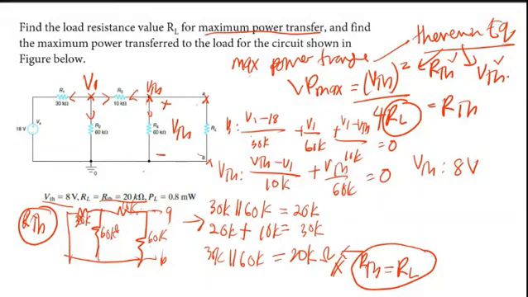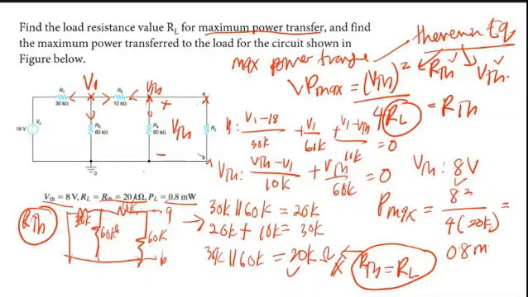Okay, so then you get this RTH and VTH. Just use this equation. Your Pmax is actually equal to 8 squared over 4 times this 20k. So you will get your answer as 0.8 milliwatt. Don't forget your unit.